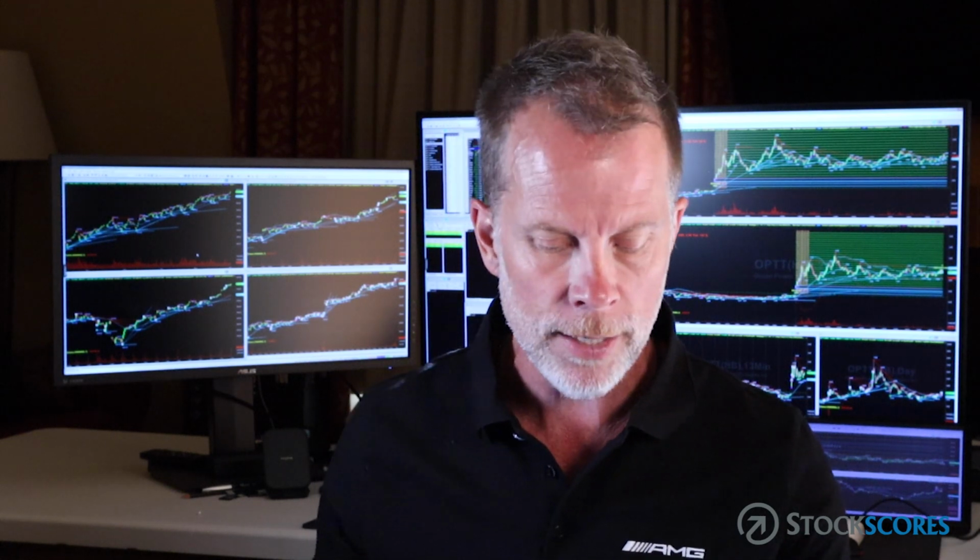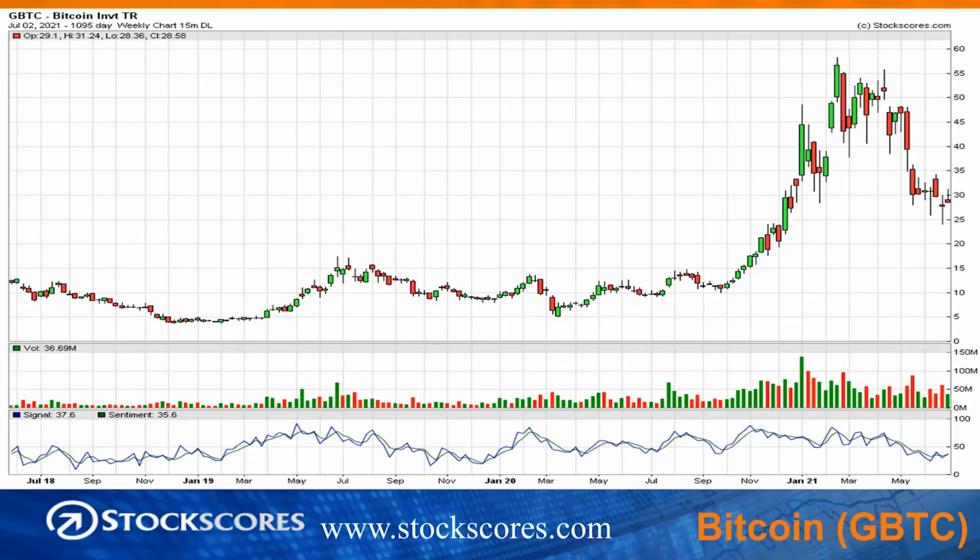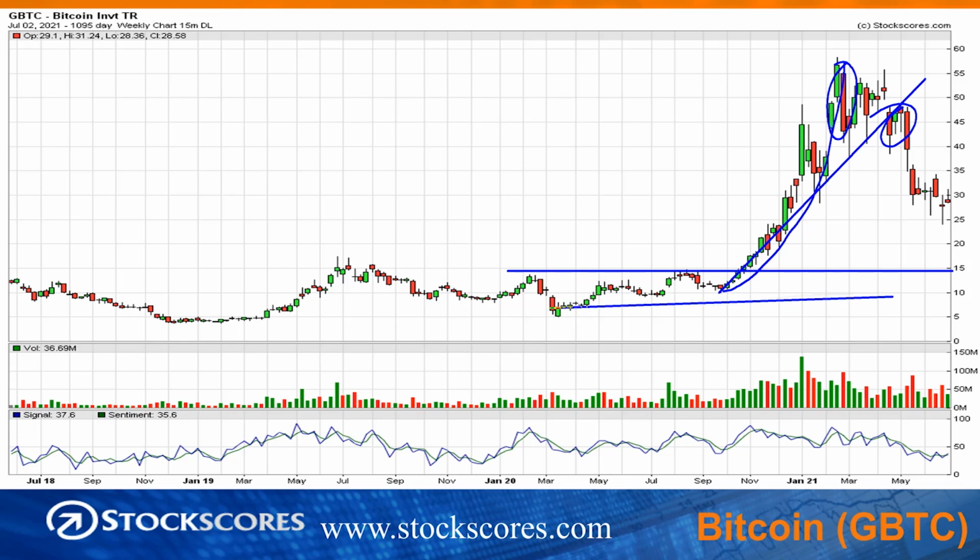Now on the crypto side, I've been a bit of a bear on Bitcoin for a little while because it broke its parabolic upward trend here and then its linear upward trend there. Next level of support is way down here, between $10,000 and $15,000 roughly on Bitcoin. And until it can break the downward trend line, I'm going to be fairly pessimistic on it. It looks more likely to go lower than higher.